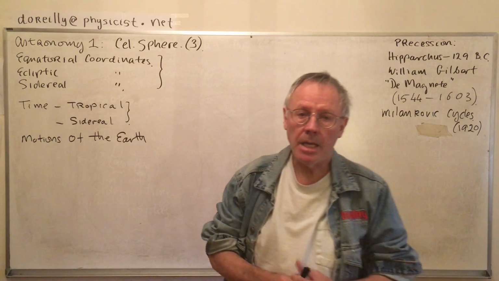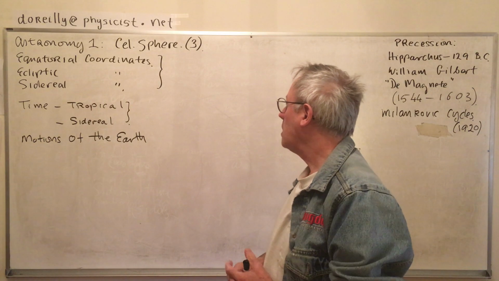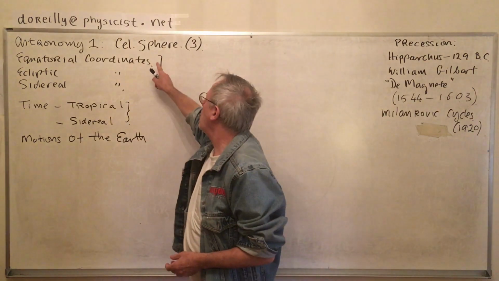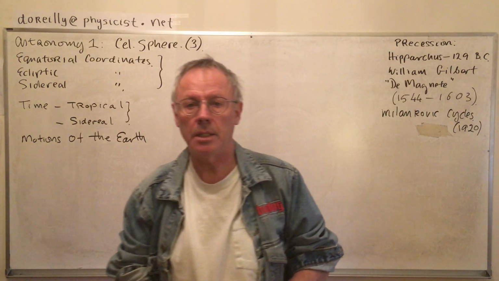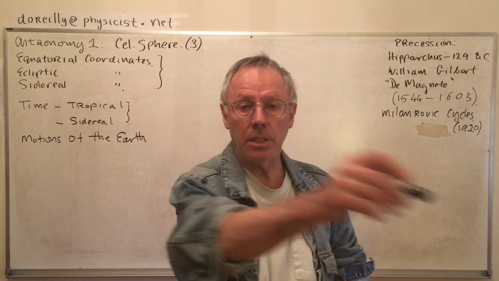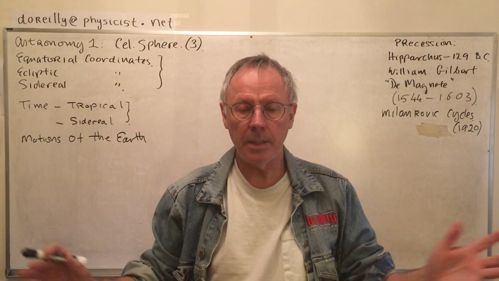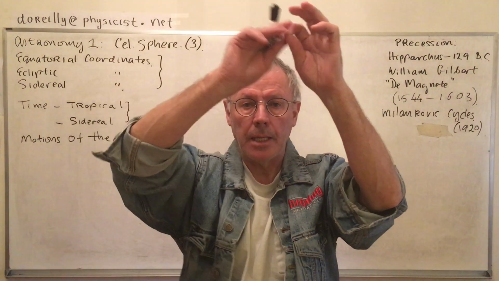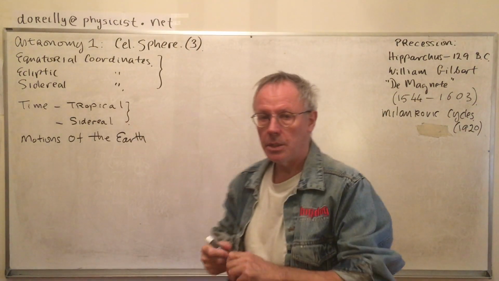Now, I'm going to continue talking about the celestial sphere, aspects of astronomy. Call it aspects of astronomy number 1. On the last occasion, I started looking at equatorial coordinates, right ascension and declination. Right ascension is like celestial longitude. Declination is celestial latitude. Now, where is it measured from?